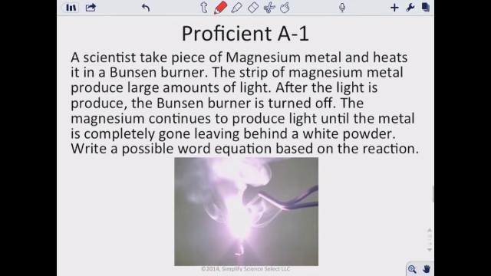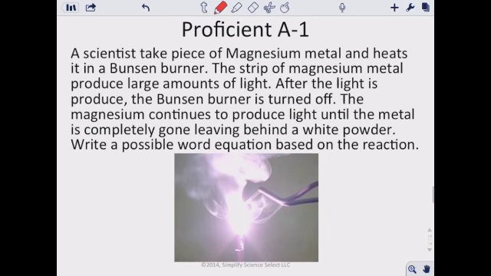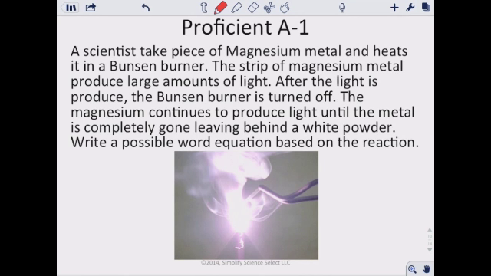So let's look at an example. It says the scientist takes a piece of magnesium metal and heats it in a Bunsen burner. The strip of magnesium metal produces large amounts of light. After the light is produced, the Bunsen burner is turned off. And so basically what that means is that it's a chemical reaction happening. And the magnesium continues to produce light until the metal is completely gone, leaving behind a white powder. Write a possible word equation based on the reaction. And so what we have is we have magnesium metal, so we would just put magnesium.